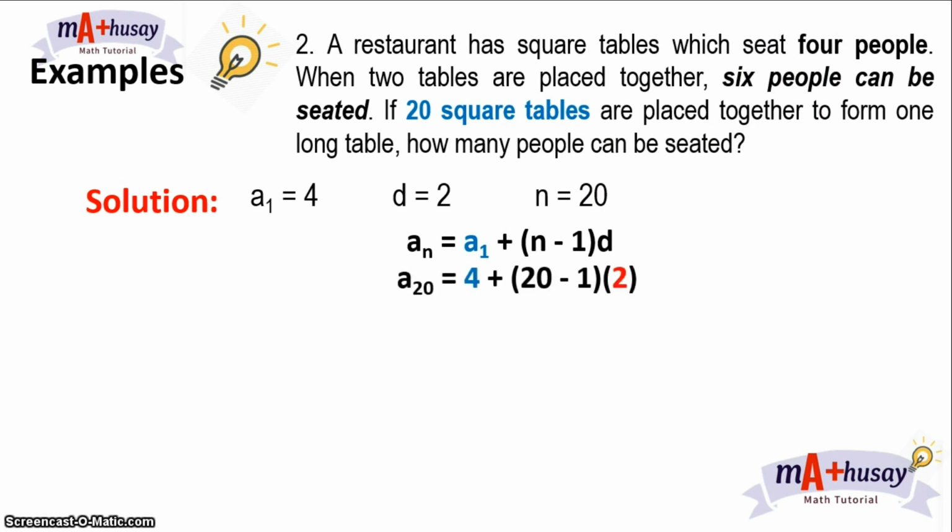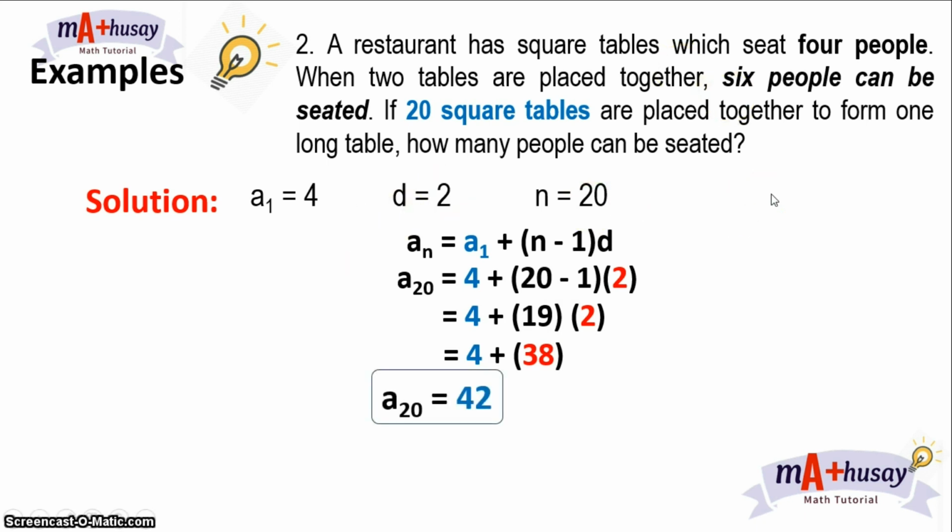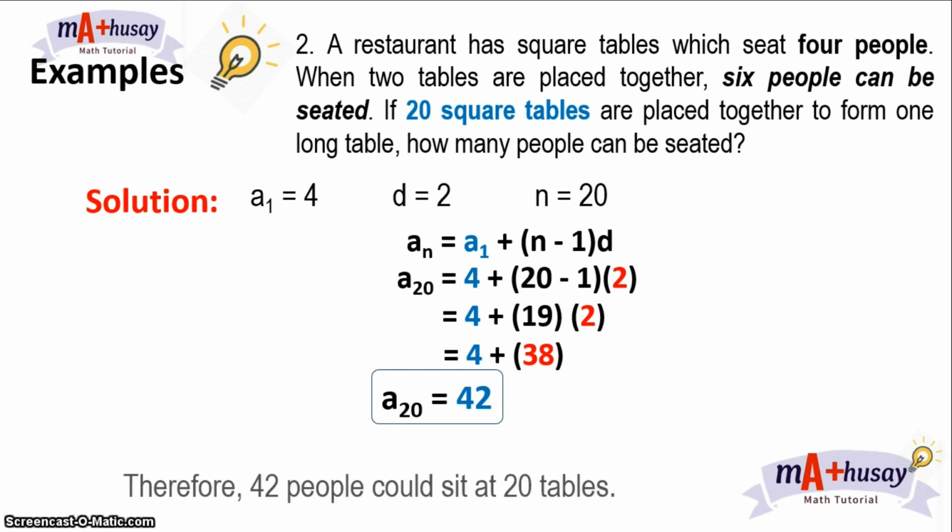So, we have a sub 20 equals 4 plus the quantity of 20 minus 1 times 2. We know that 20 minus 1 is 19. So, we have 4 plus 19 times 2. So, 19 times 2, we know that's 38. So, adding 38 to 4, we have 42. So, there are 42 people who could sit at 20 tables. Claro?